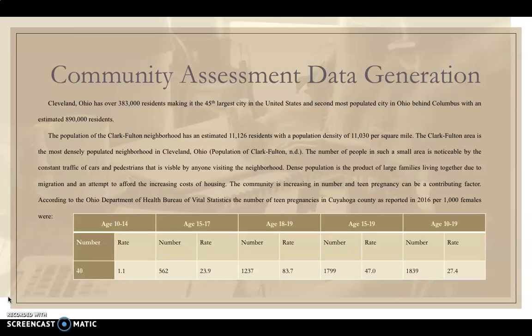So the age group of 10 to 19 obviously is 1,839 with a 27.4 rate, but as the numbers break down, you see a correlation, rather, I should say, of teens getting pregnant at an early age, but more so when they're in their upper teens, really starting at the age of 15 and age of 18.